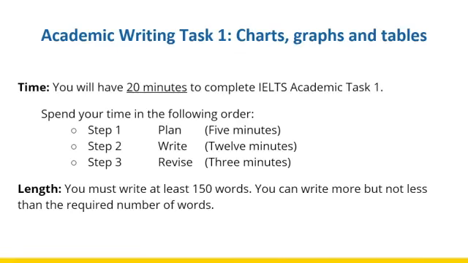In academic writing task 1, we'll be learning about different graphics such as charts, graphs, and tables. You'll be given only 20 minutes to complete IELTS academic task 1. And because your time is very limited, I suggest you to spend your time in the following order. In step 1, you should plan your essay for 5 minutes. In step 2, write your essay for 12 minutes. And step 3, you should have at least 3 minutes to go back and revise your essay.